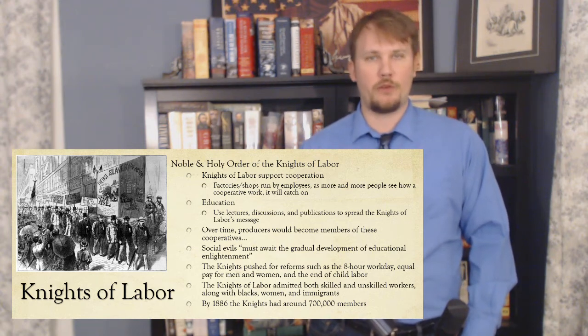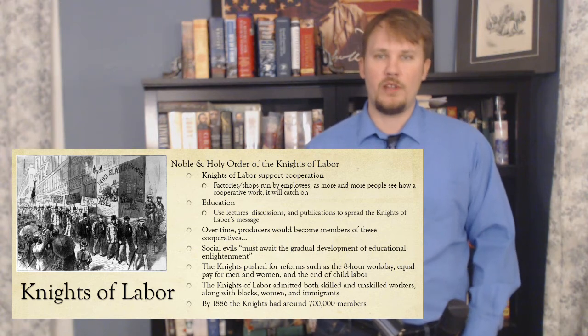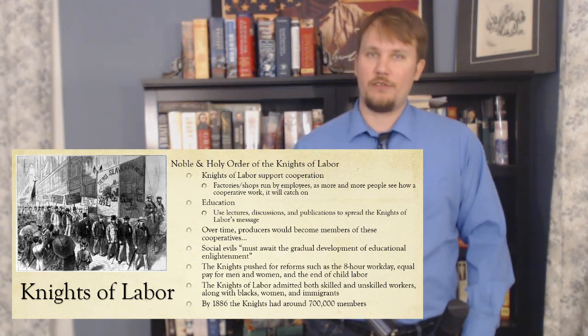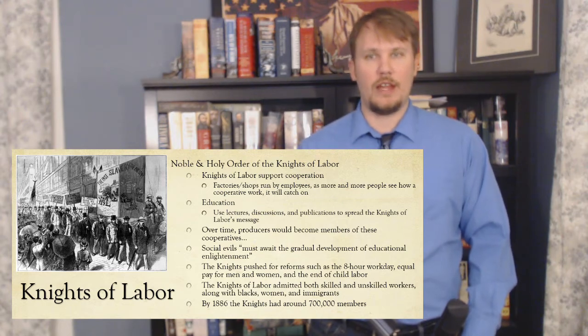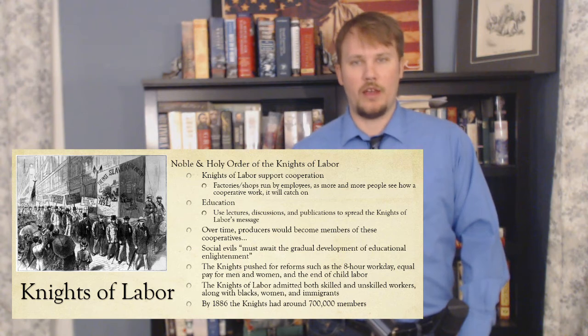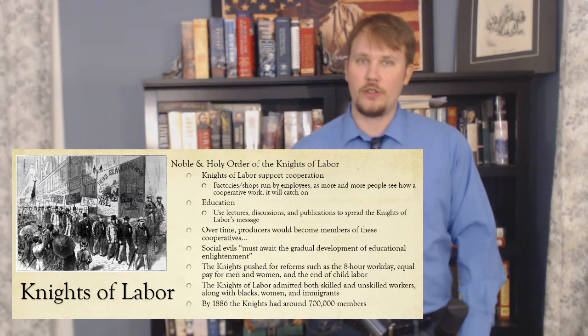The Knights push for other reforms as well, such as the 8-hour workday, equal pay for men and women, and the end of child labor. The Knights of Labor admit both skilled and unskilled workers to their union. They admit blacks, they admit women, they admit immigrants. They don't exclude anybody. And by 1886, the Knights had about 700,000 members, so they're the biggest labor union in the country.